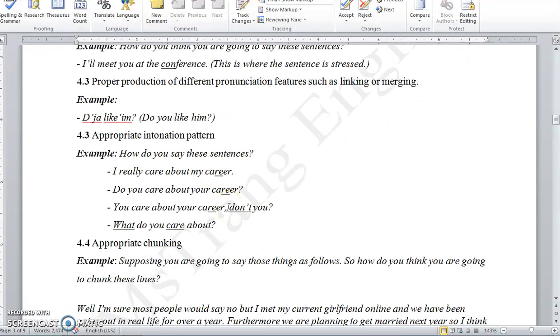Of course, the next feature of pronunciation is intonation pattern. Intonation pattern refers to whether you raise or lower your voice at the end of the sentence. Like you say, "I really care about my career." The first sentence right here is a simple statement, so you are going to have a falling intonation. You would say, "I really care about my career." But this one is a yes/no question, so instead of a falling intonation, you should have a rising intonation. You would say, "Do you care about your career?"